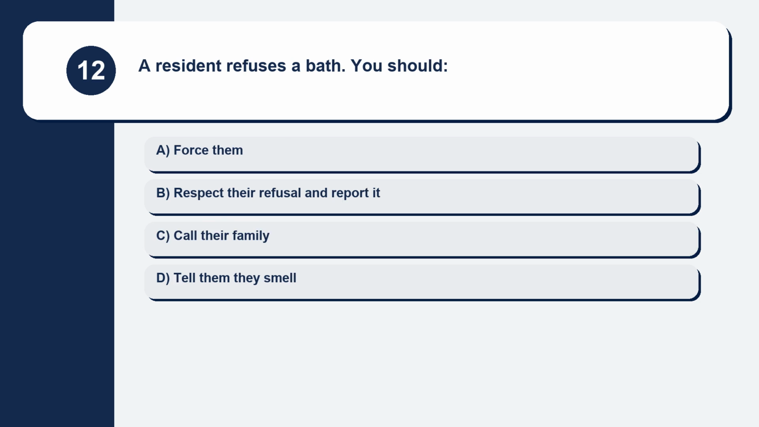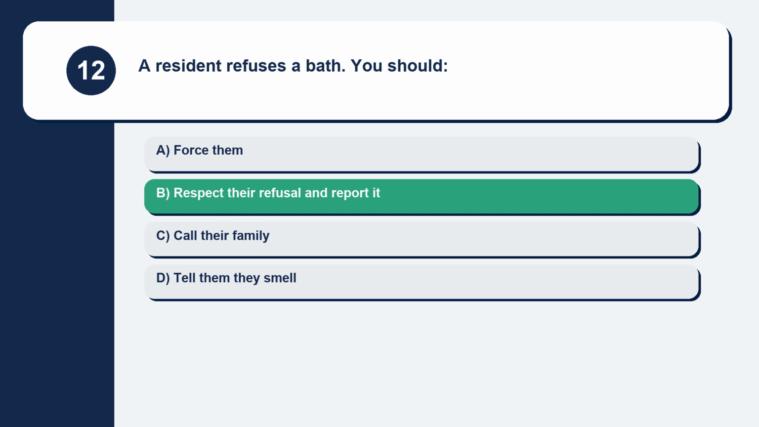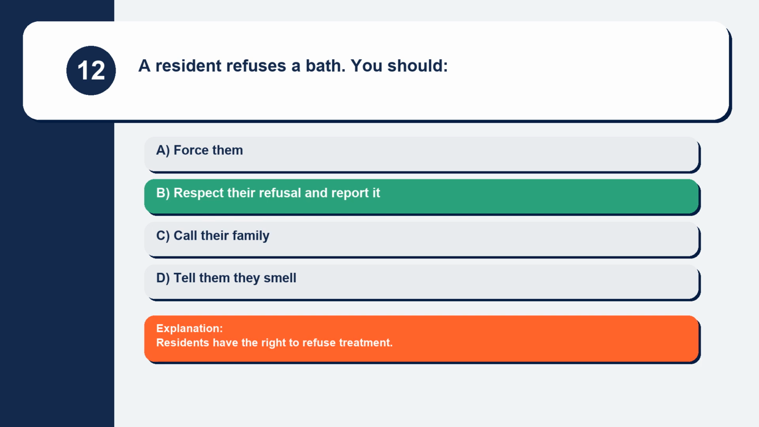Question 12. A resident refuses a bath. You should force them, respect their refusal and report it, call their family, tell them they smell. Residents have the right to refuse treatment.